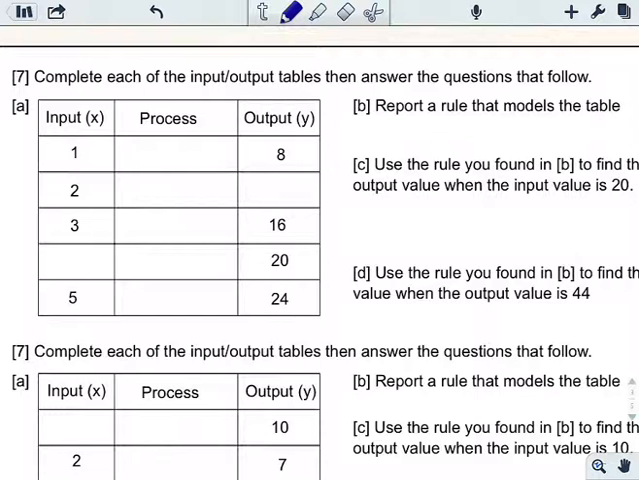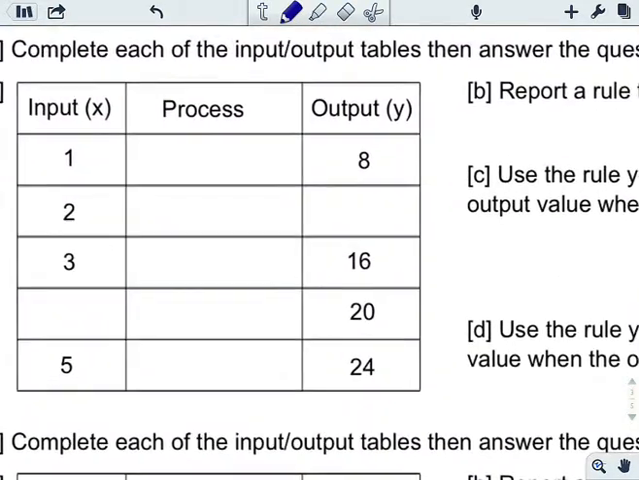Alright, so this is all about input-output tables and rules. So we're going to try to employ all the different techniques we know to help us do this. One thing I want to have you think about is that these have process columns. And if you run into a problem that doesn't have a process column, by all means, add a process column. Alright, so let's get to it.